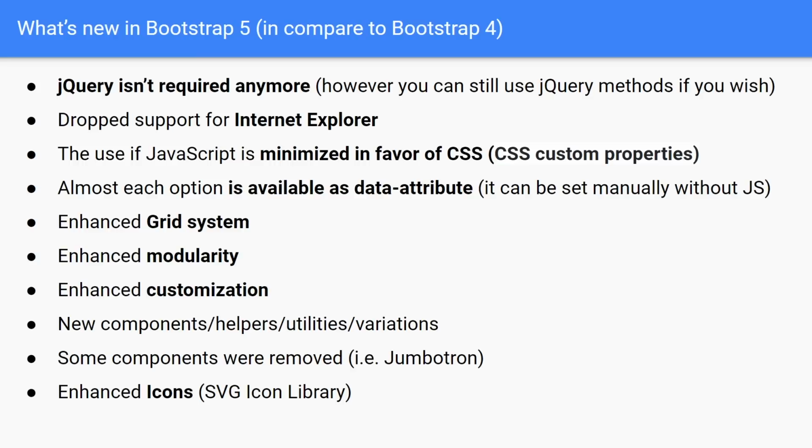Now, next, the other shift to make this library even lighter was to make almost every option available as a data attribute. So what we can do is change and adjust it using HTML, for example, in components like toast. We can change almost any option just with the use of a data attribute.